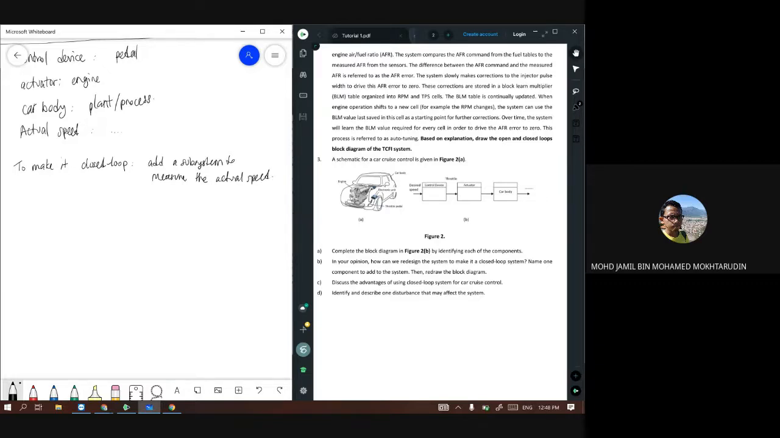Okay, so what is that component that can measure the actual speed? So we need to add a sensor. So what sensor? It's better if you are specific. So in this case, for a car, to measure the speed of the car, we add a tachometer. Or at the very least, a speed sensor.